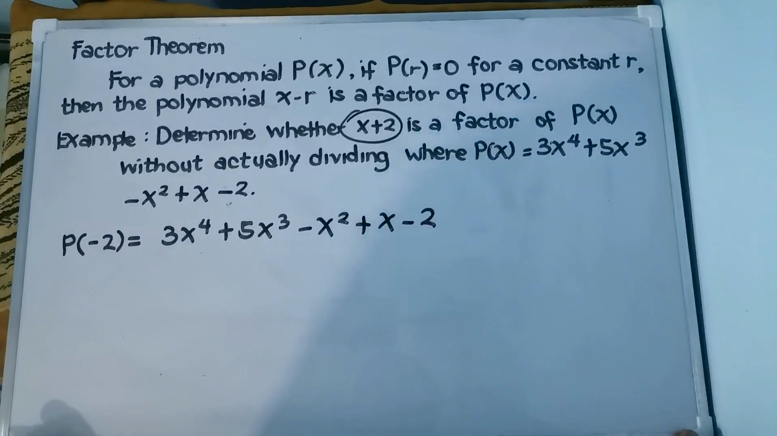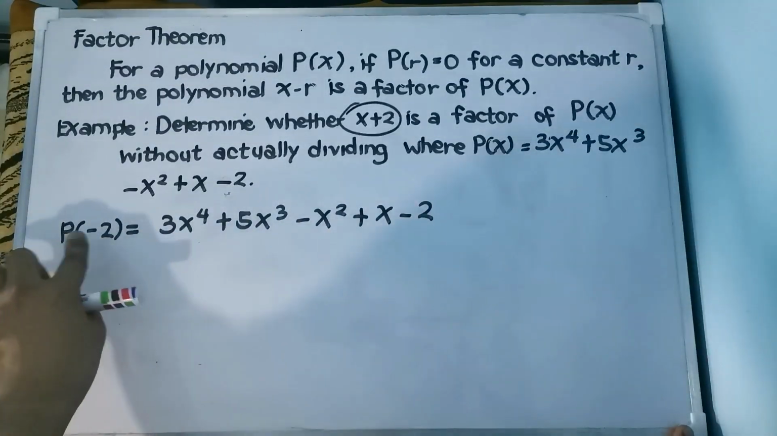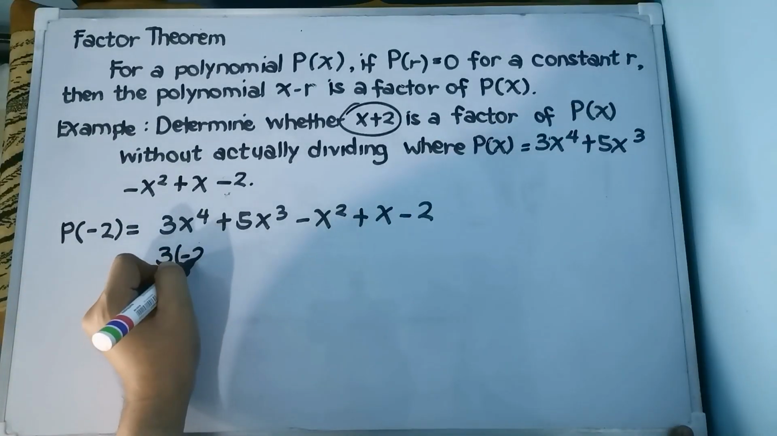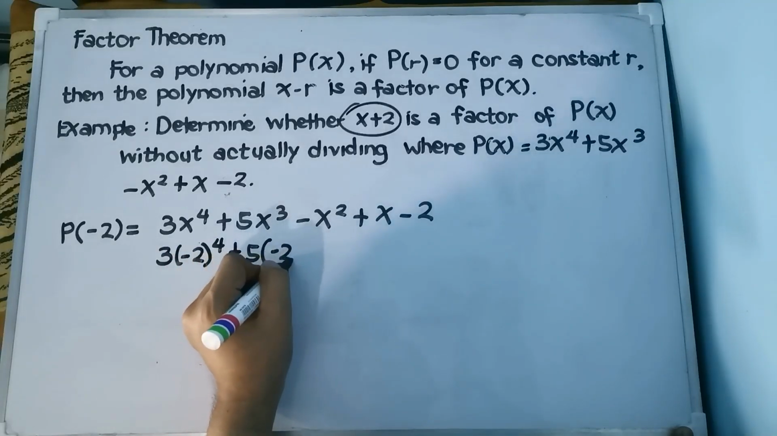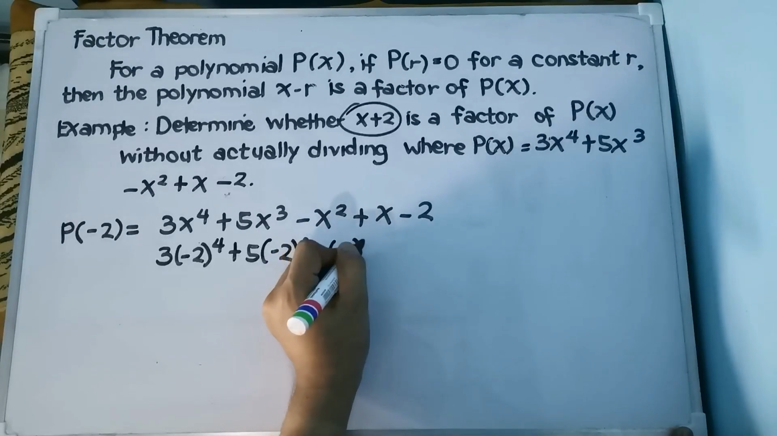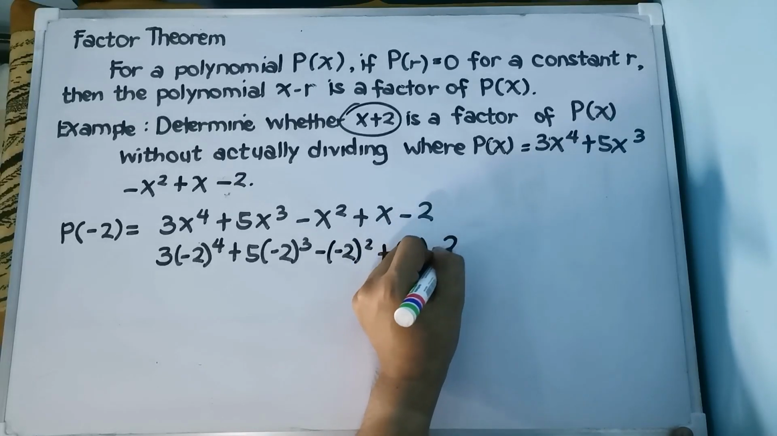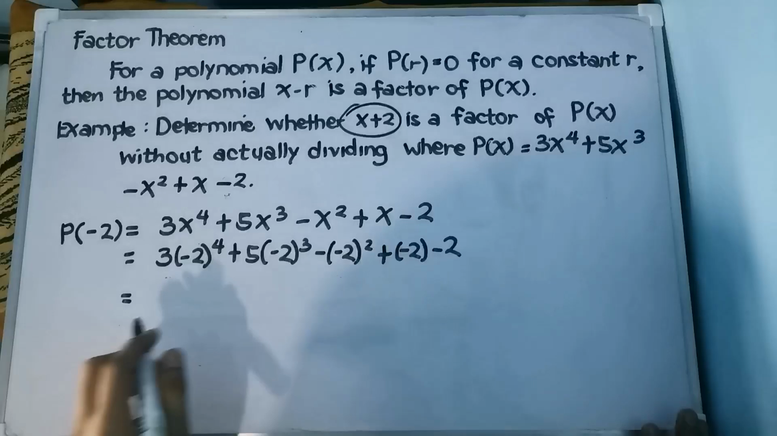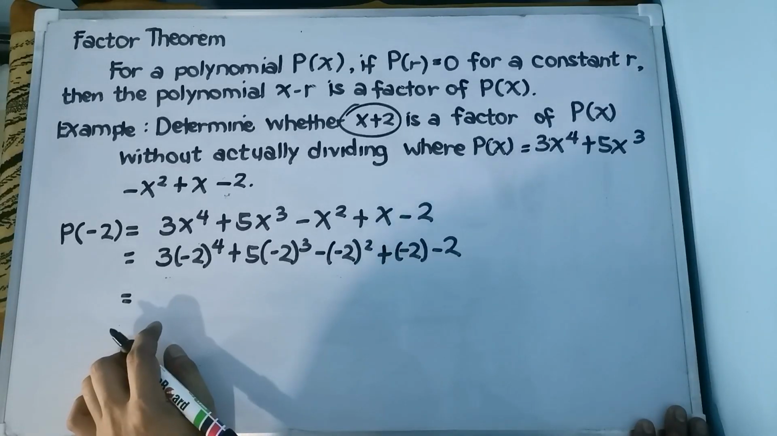So we have 3x to the 4th plus 5x cubed minus x squared plus x minus 2. Then we just substitute lahat ng values ng x as negative 2. So we have here 3 times negative 2 to the 4th plus 5 times negative 2 cubed minus negative 2 squared plus negative 2 minus 2. Again, papalitan lang lahat ng x ng negative 2. Okay, simplify natin. Unahin natin yung exponent bago natin i-multiply doon sa number na katabi.